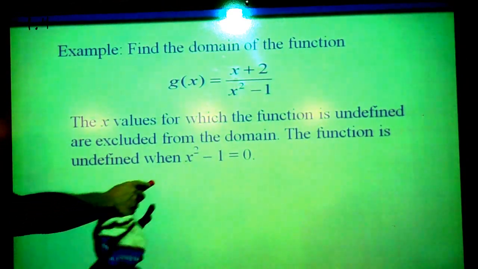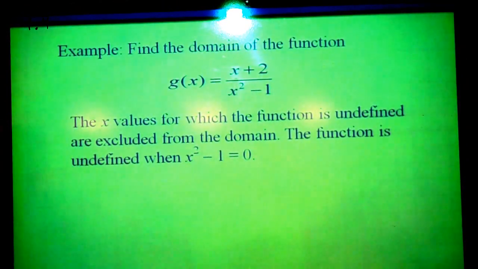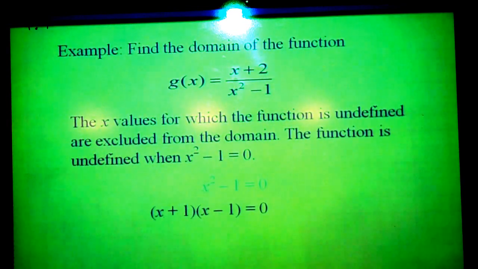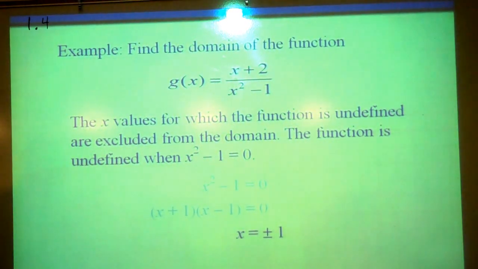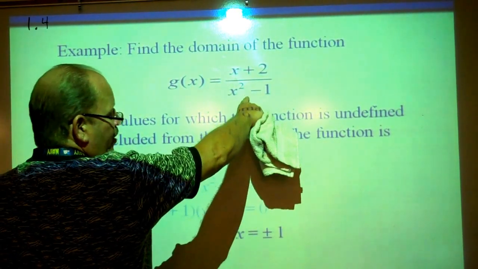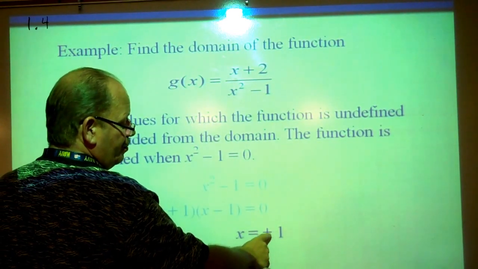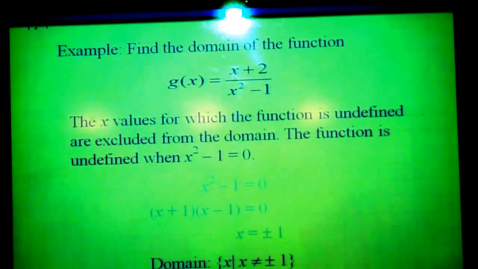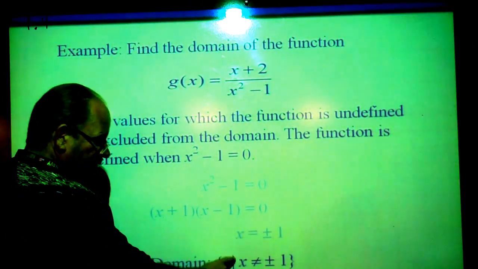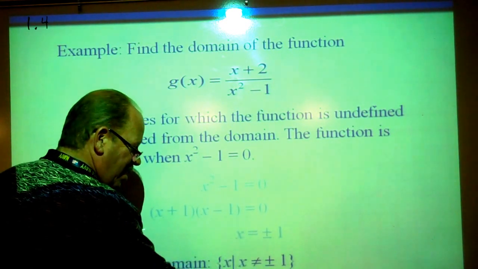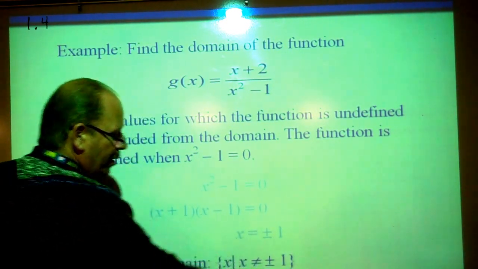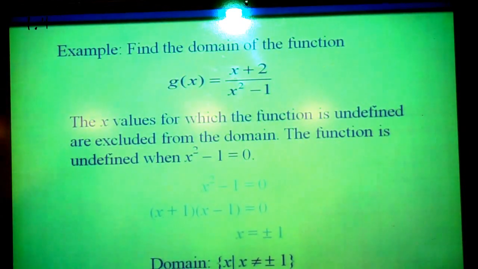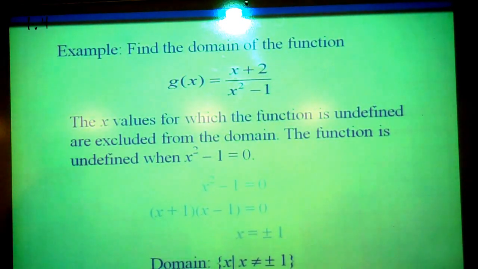So we set x squared minus 1 equal to 0. We solve. And we find that the denominator becomes 0 when x is positive or negative 1. And so our domain is the set of all x such that x does not equal positive or negative 1. You see, it's easier to list what x isn't than what it is, very often. Anyway, that's the end of part 1.